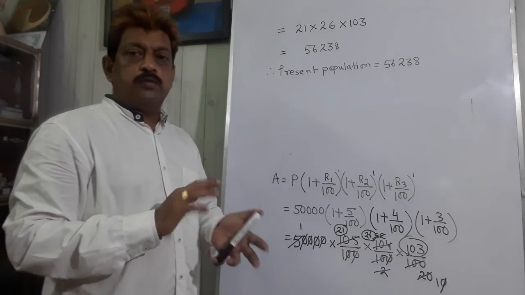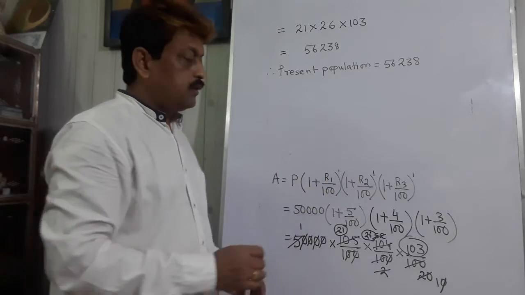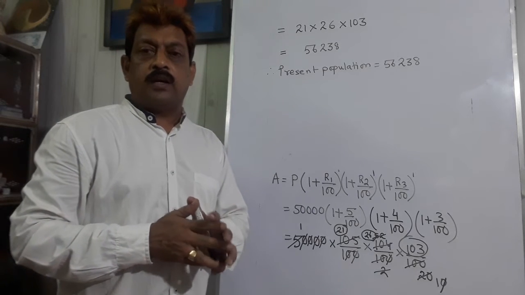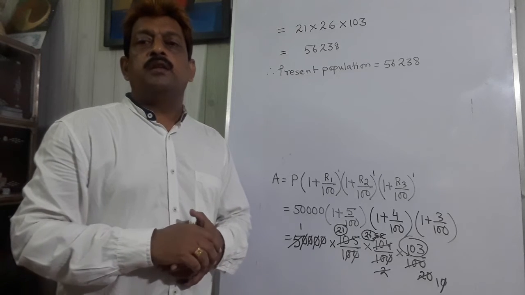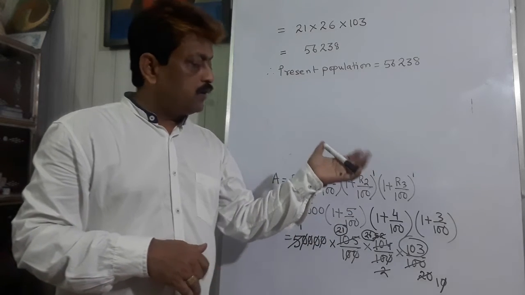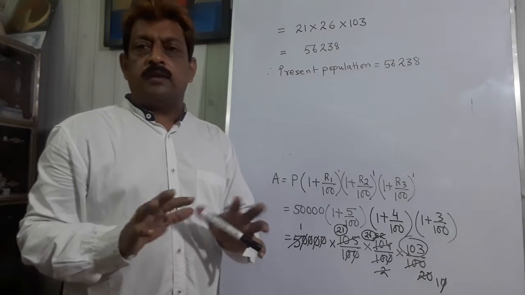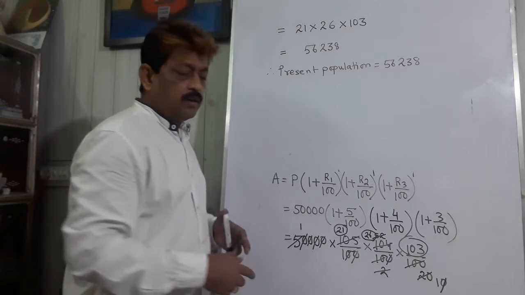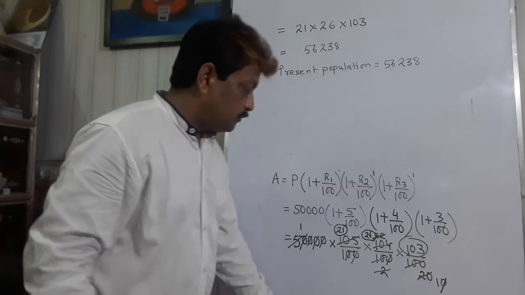Sometimes there will be a question where the first rate is increasing, the second rate is decreasing, and the third rate is also increasing, like in the case of growth of bacteria. Sometimes it grows and then decreases, or it can grow in the second hour and go down in the third hour. So in that case, when it is a case of increasing, put a plus sign, and when it is a case of decreasing, put a minus sign. So let me show you one sum of that type.